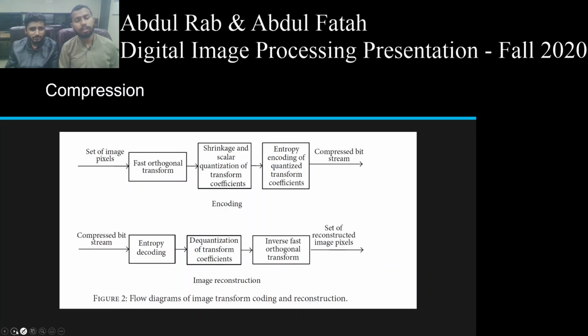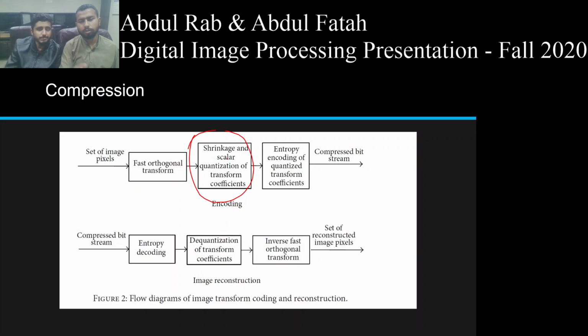So in compression, we see that first we have an image. We convert that image into a matrix or an array, as we have seen, a 3D array throughout this course. Then on the set of image pixels we apply a fast orthogonal transform. That is, any transform, as we saw, discrete cosine transform or discrete Fourier transform. Then we get the effect on the image, that is the shrinkage of data. The data shrinks, and this is the main step, the main process of compression, because the data is actually shrunk in this process, right?